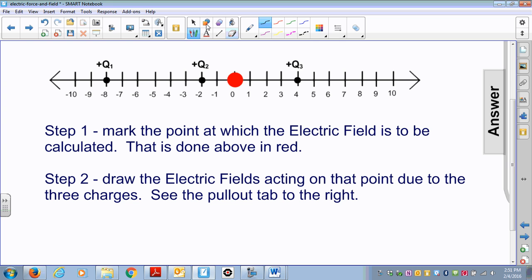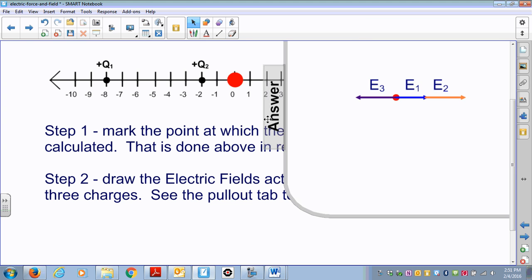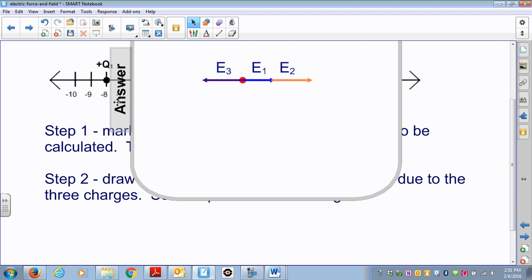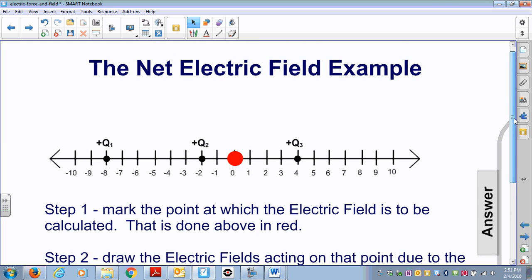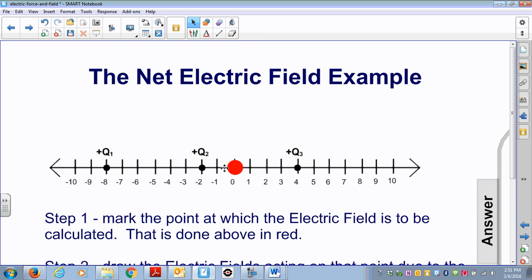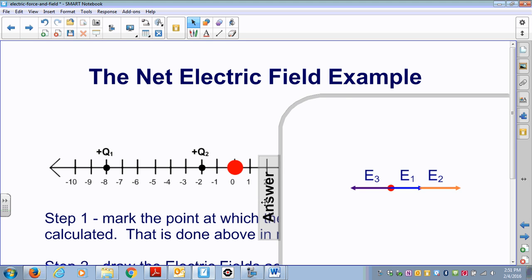So let's go ahead and take a look at that. Here is what you should have at that point. E1 is going to the right. Let's see why. All of them are positive charges. So the electric field here from Q1 will be going to the right. For Q2, it will be going to the right. For Q3, we're on the opposite side. It will be going to the left, as you can see here.